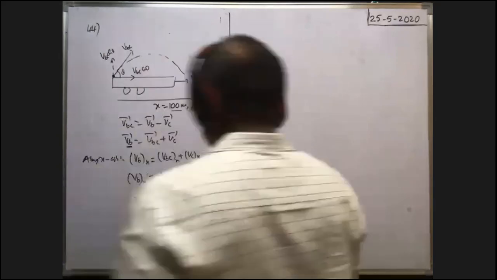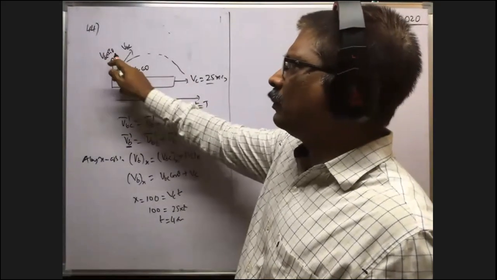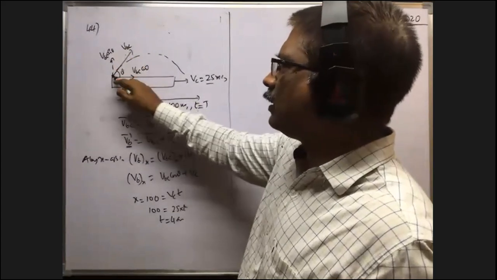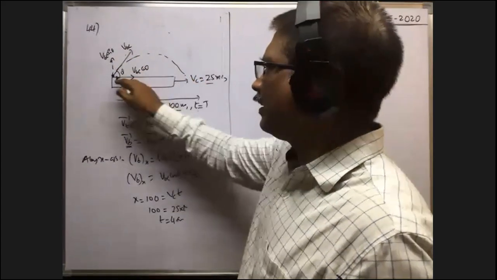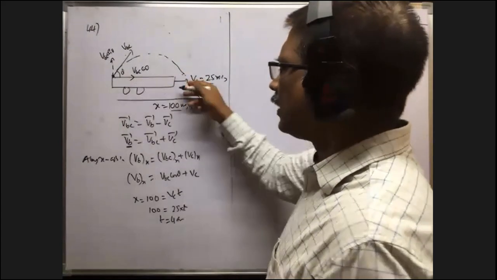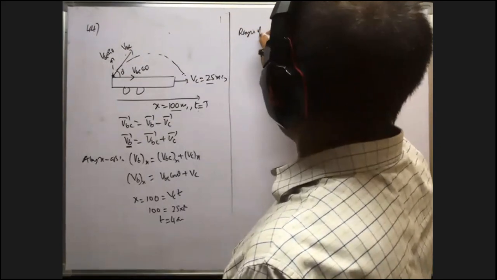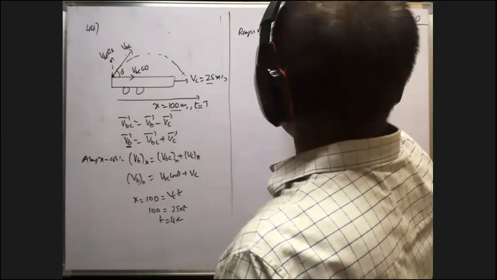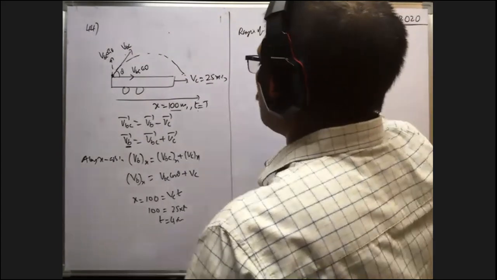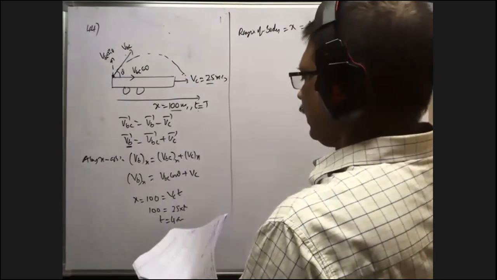Now you see, what is the range of the body? Whenever the body reaches this point here, the range of the body is equal to this only. Range of the body is equal to the distance traveled by the car only. That's why the range of the body is also equal to x only. That x is equal to velocity of the body along x-axis and time taken.